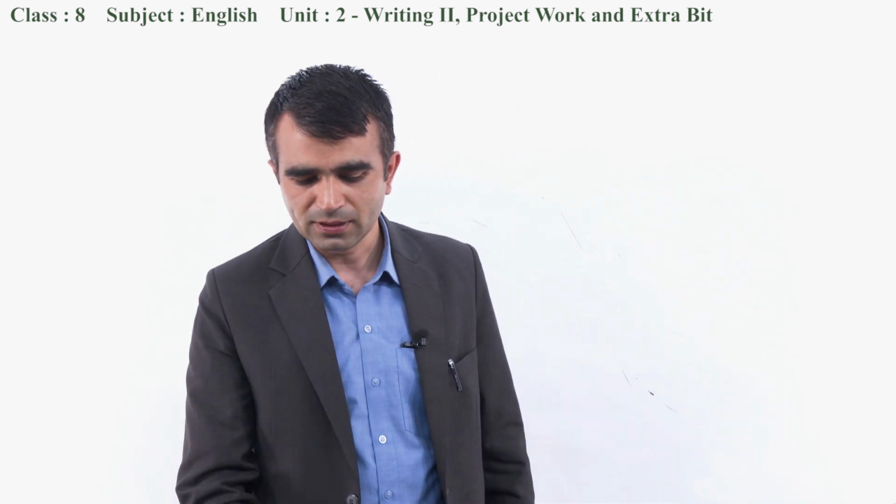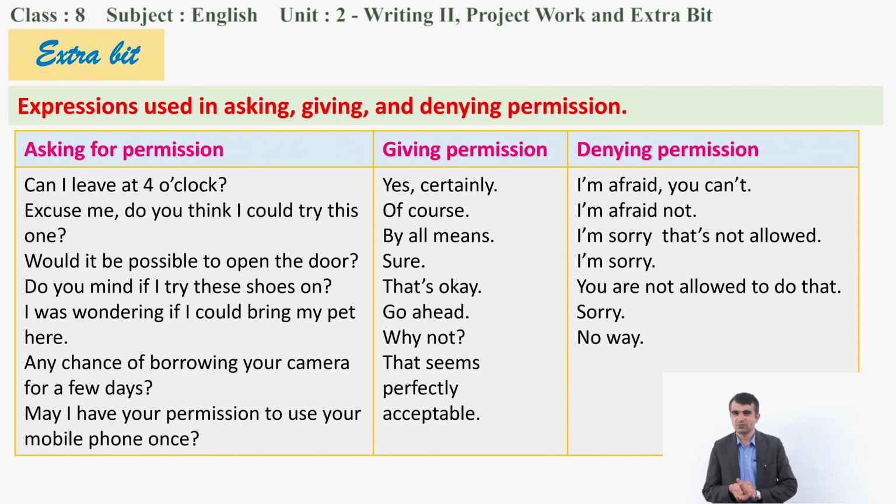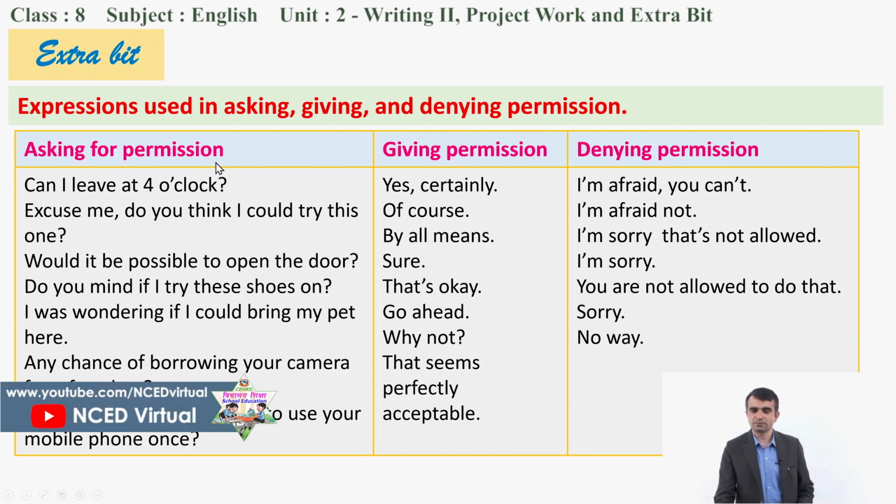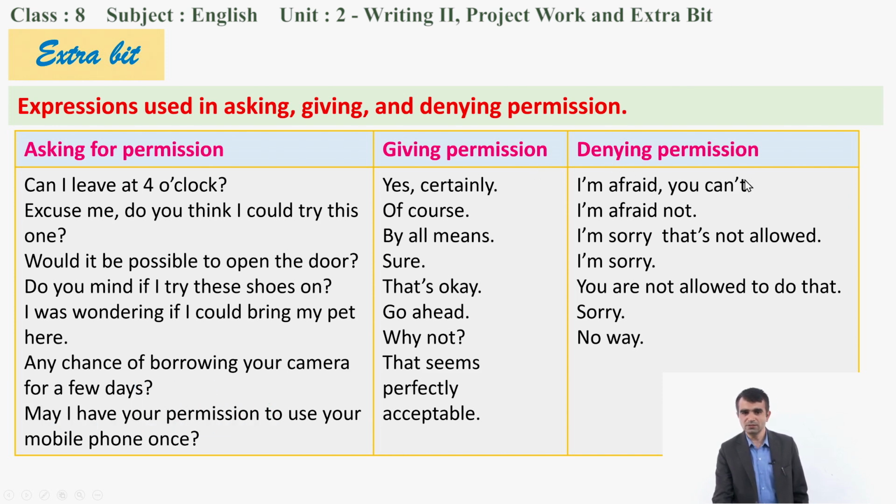Now, next, see here, an extra bit. Finally, we will read this extra bit. Here are expressions used in asking, giving, and denying permission. There are some expressions that are used to ask for permission, give permission, and deny permission. Okay, so this is asking for permission, this is giving permission, and this is denying permission. Is it so? Now, what expression can you use to give permission or ask for permission in the beginning?